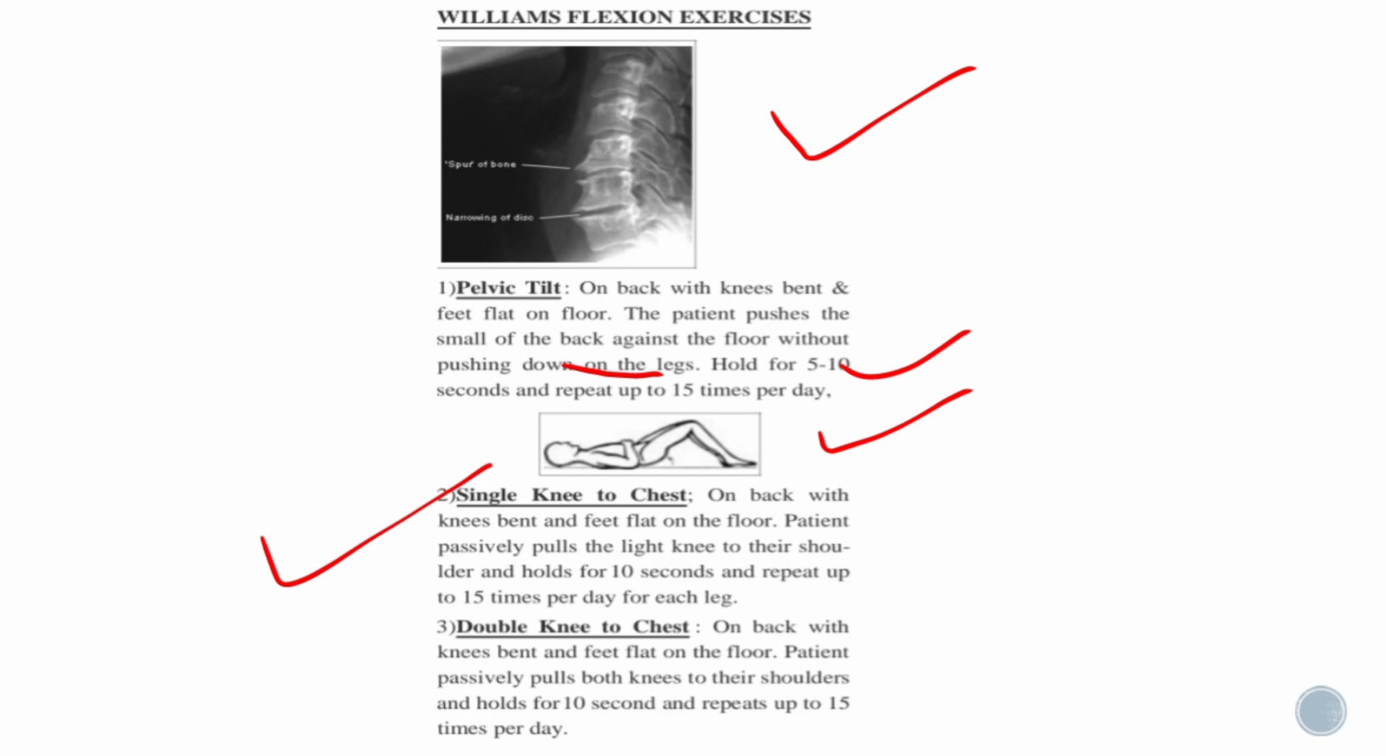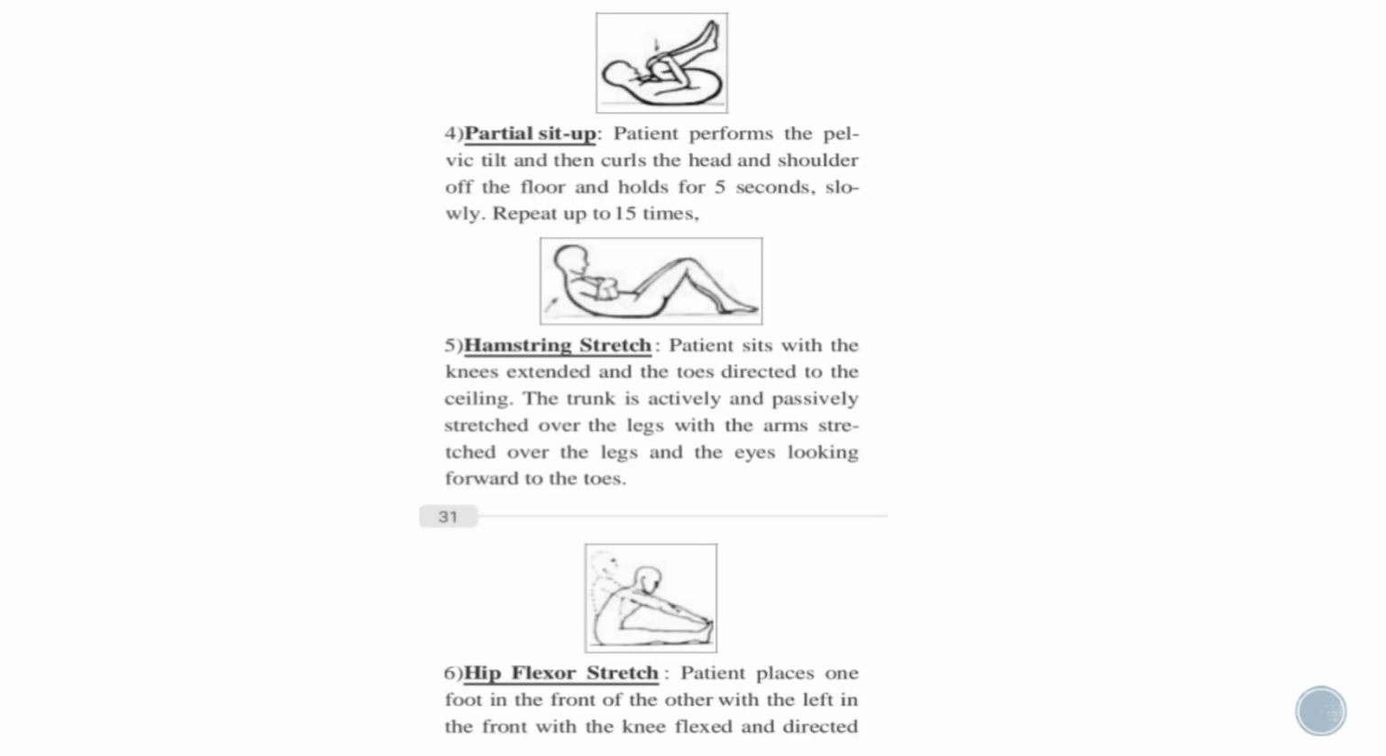Second, we have single knee to chest on back with knees bent and feet flat. The patient passively pulls the knee to their shoulder and holds for 10 seconds. You can do it 15 times a day. And the third exercise is double knee to chest on back with knees bent and feet flat. The patient passively pulls both knees to their shoulders. Here there is single knee, here there is double knee, hold 10 seconds, and you can do it 15 times per day. This is double knee to chest.